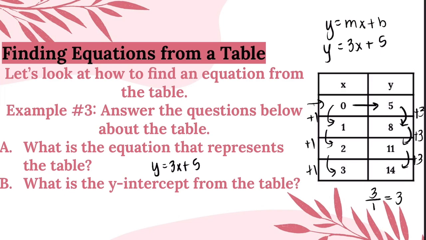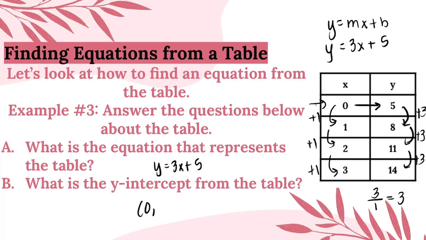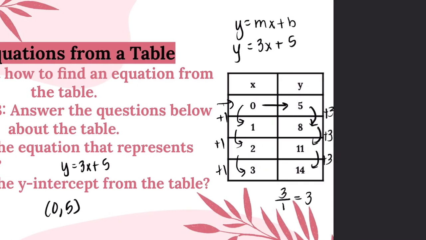And then it says, what is the y-intercept from the table? So we just identified the y-intercept as 0, 5. So remember, the y-intercept is where it crosses the y-axis, which means that the x value is 0. It's not going over at all horizontally. It's just going up, meaning that the x value is 0.